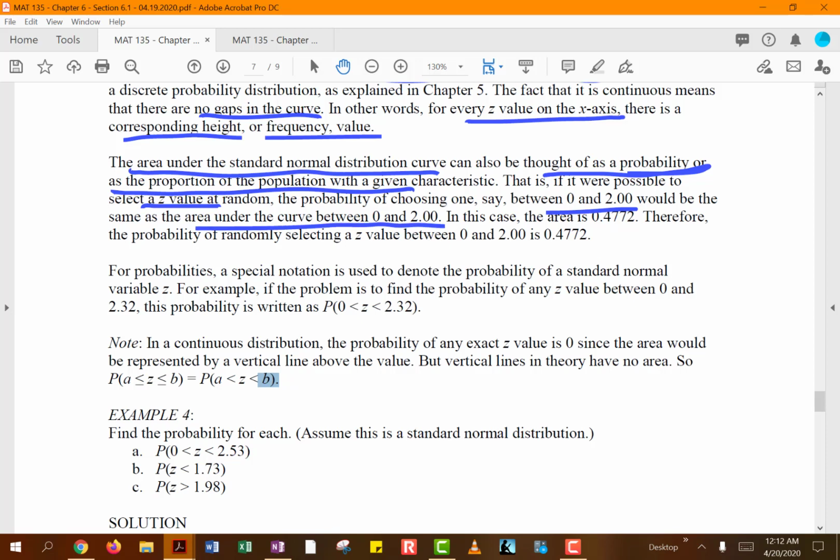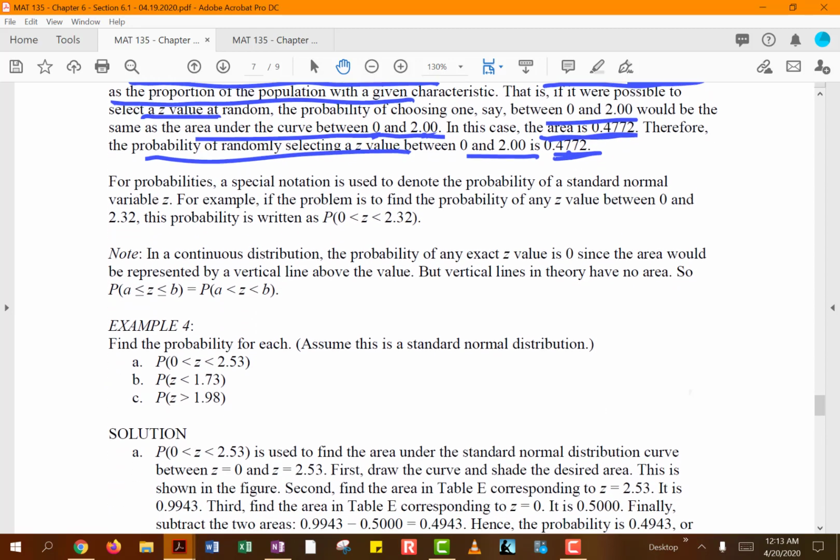So what you would basically end up doing is taking the 0 as your z value, finding its probability in the table, and taking the z-score of 2 and finding its probability or area using the table. You would subtract them, and that area would actually come out to be 0.4772. So we're saying the probability that we would select a z-score between the values of 0 and 2 is going to be 0.4772, or as a percent, you could say 47.72%.